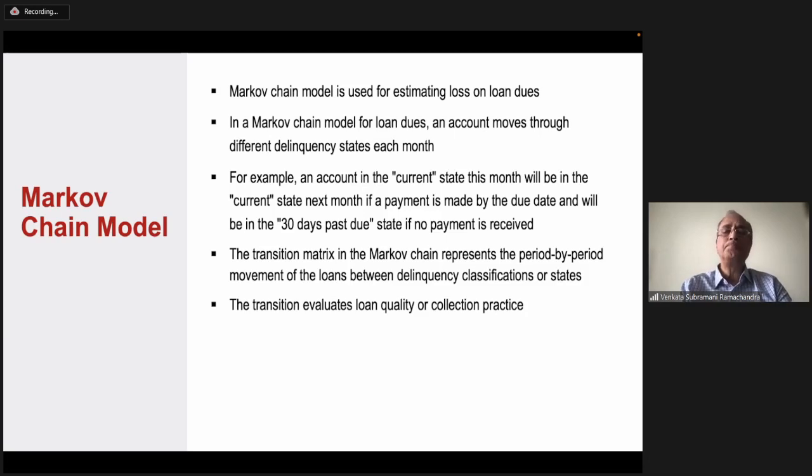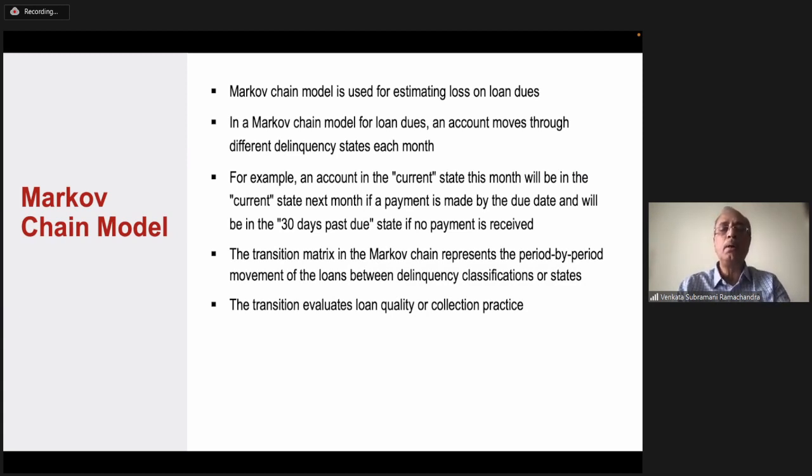Okay, so this model tells you to track every loan as to how it moves from one period to the other period, how the loan moves or behaves. You are trying to find out the historical movement of each and every loan from one period to the other. So, for example, if an account is in the current state this month, it will be in the current state next month if the payment is made by the due date, and it will move to the next bucket, which is the 30 days past due bucket, if no payment is received. Now, this is such a simple fact. I think all of you understand this fact very easily. But this simple fact carries thousands and thousands of volumes of information.